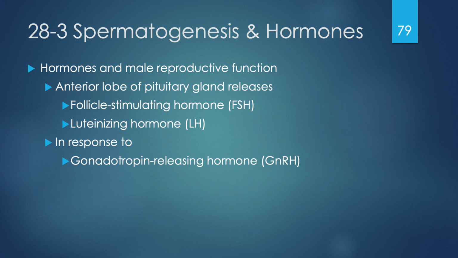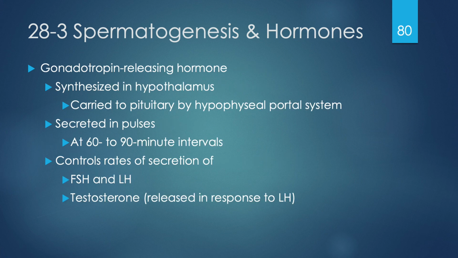Next, let's look at the hormones of the male reproductive system that help to regulate reproductive function. First off, we have the anterior lobe of our pituitary gland, or our adenohypophysis, and it releases follicle-stimulating hormone and luteinizing hormone. These are both released in response to gonadotropin-releasing hormone. Gonadotropin-releasing hormone is synthesized and released by the hypothalamus and is carried to the pituitary gland by the hypophyseal portal system, which we just covered in the last chapter.